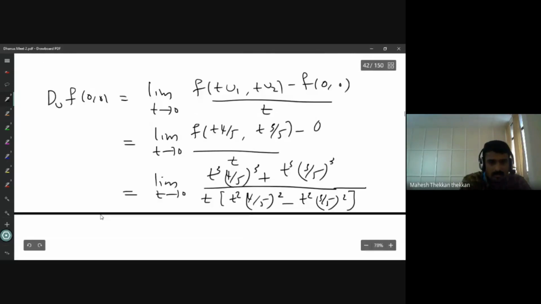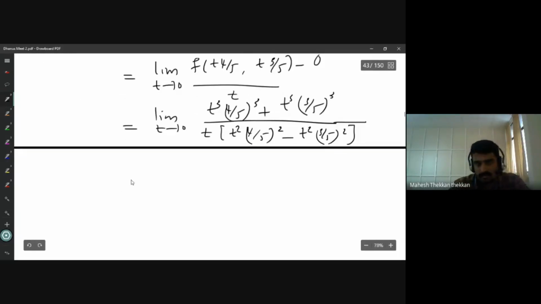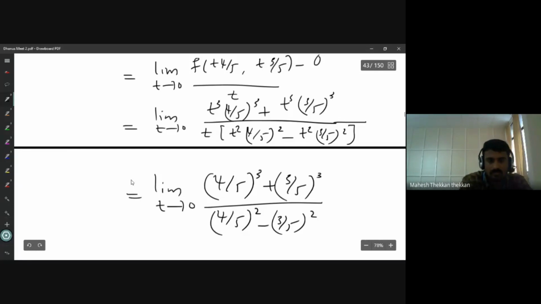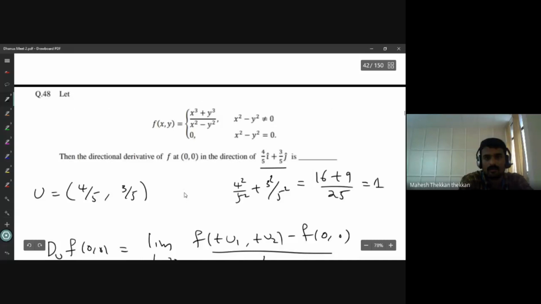So that t cube I can take, t square I can take outside, then it will be equal to the limit as t tends to 0. T cube in the numerator I can take, t cube from the denominator also I can take. So then the remaining is (4/5)^3 plus (3/5)^3 divided by (4/5)^2 minus (3/5)^2. So this value you can compute, right? Do you understand?